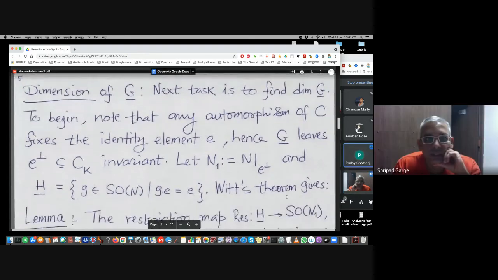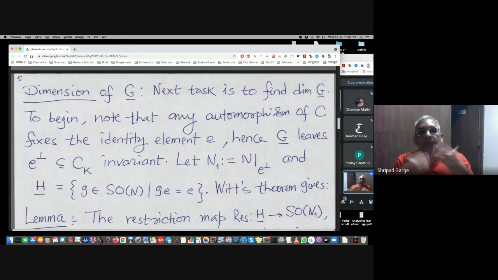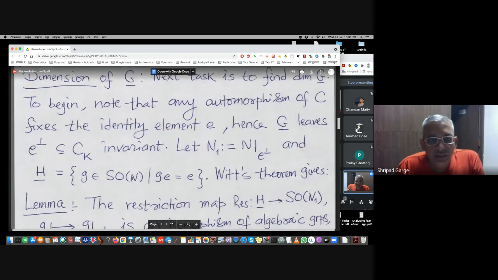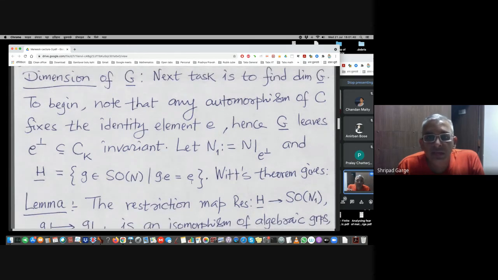Yeah, sure. Okay, now we are going to compute the dimension of the group G bar. So note that any automorphism of C fixes the identity element. So this is where I think Riddhi had asked the comment that it now fixes identity. So it will leave its perp invariant, which is a 7-dimensional subspace, and take N1 to be N restricted to E perp. So that's a 7-dimensional form. And we let H bar be the elements in SON which preserve identity, G dot E equal to E.